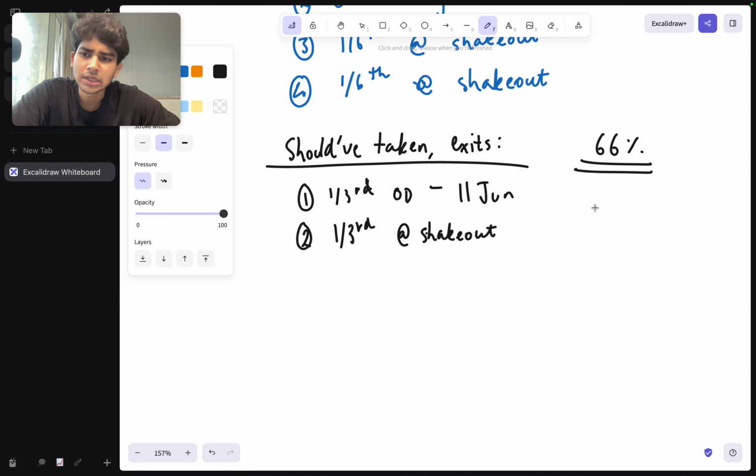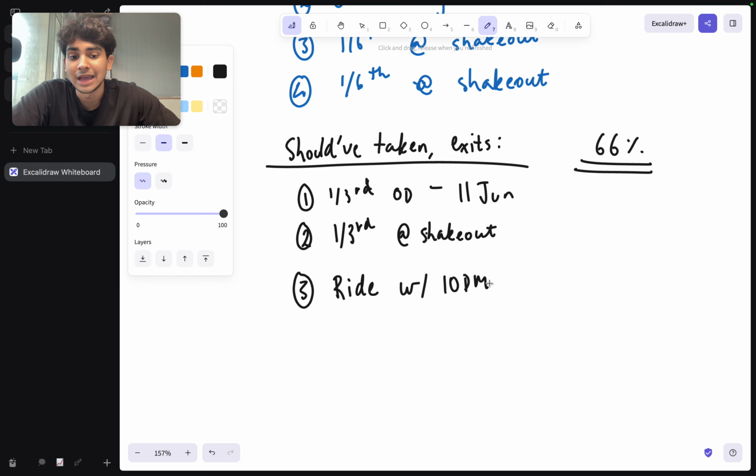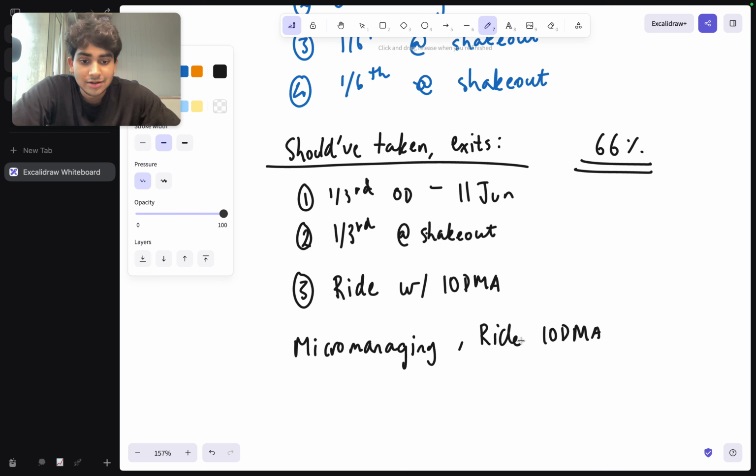When I only have 1/3 size left, what should my goal have been? Simple, and this is what I'm going to do from next time: ride with the 10-day moving average. What happens is, I think I started micromanaging, which I could have avoided. If I simply rode the 10-day moving average, that would have been ideal.